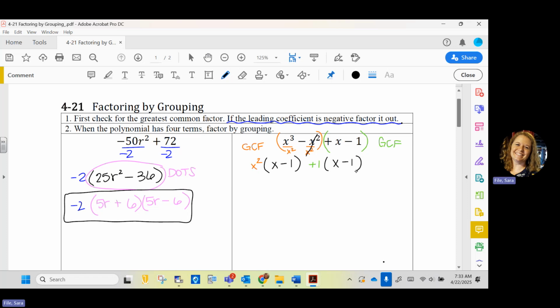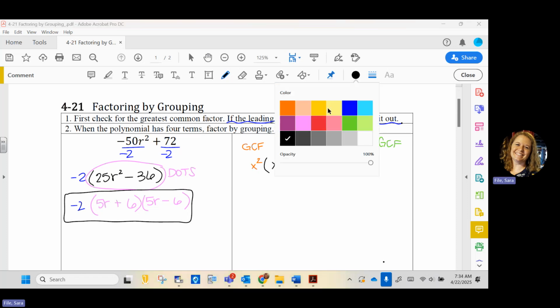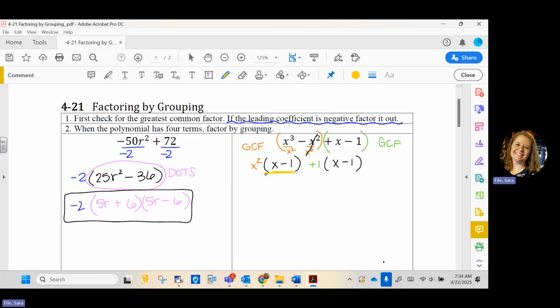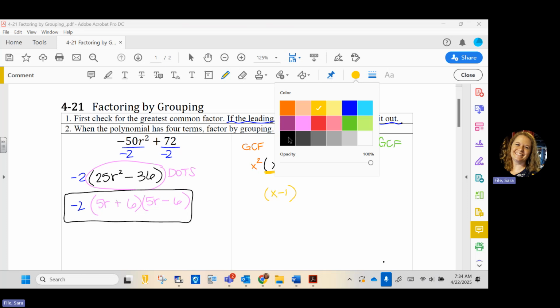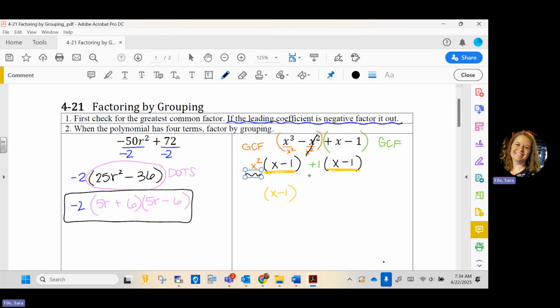Now, when you're doing your grouping, remember, we want the leftovers, what's left in the parentheses of both of these, to be the same. That's a hint or a clue that you've done the right thing here. So we know that x minus 1 is a factor, and then you bring together your GCFs. So that x squared and then the plus 1 come together here.